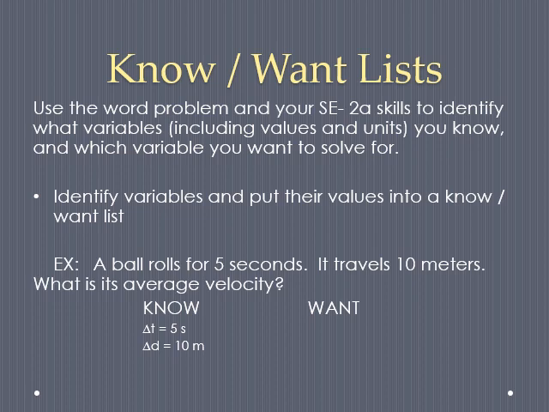And then the last bit is the thing that we want, which is the average velocity, and that's what the question asks pretty clearly. So we've now generated a list of all the things that we know and also the thing that we want to know.